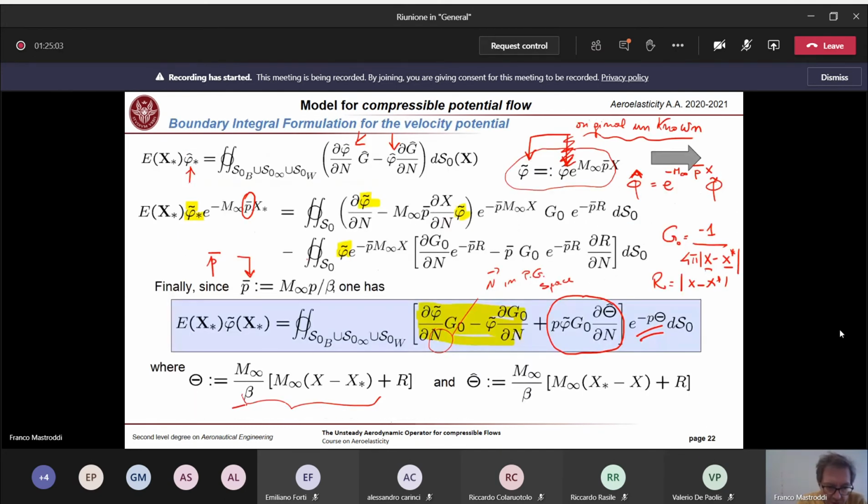So this demonstrates that this capital theta in a nondimensional form represents exactly the time necessary for a disturbance of the velocity potential to reach a receiving point after being emitted by a source point. Okay.